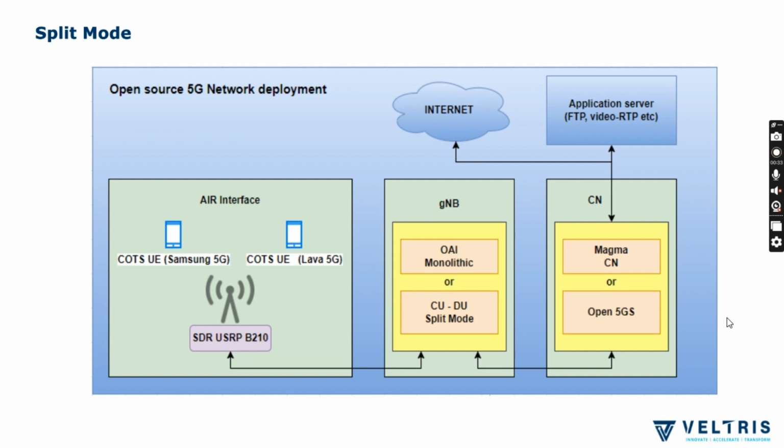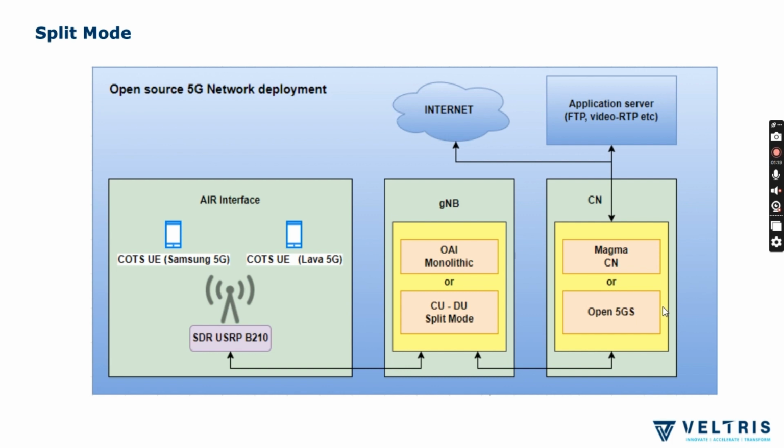This is the test scenario that we have deployed. We have used the open source OpenAirInterface code for the gNB, and we have deployed an Open5GS core. We are using a USRP B210 as a radio unit to air the signals to the UE. And the mobile we have used is Lava 5G.